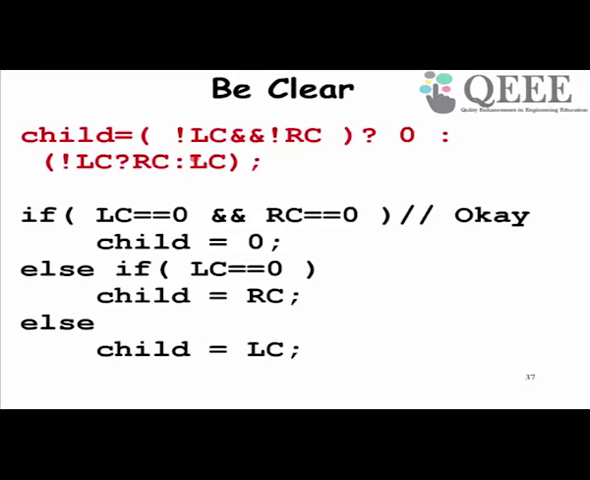So this is another one. Just see, the ternary operator is misused here. It's hard to read this, but what exactly does this achieve? There are actually two ternary operators, one inside another, so it becomes hard to find out what's happening. But look at the equivalent code. If LC or RC is equal to 0, then child is equal to 0. Else, if LC is equal to 0, then RC, or else LC. This code is much easier to understand than deciphering these embedded ternary operators, and the result is assigned to the child.